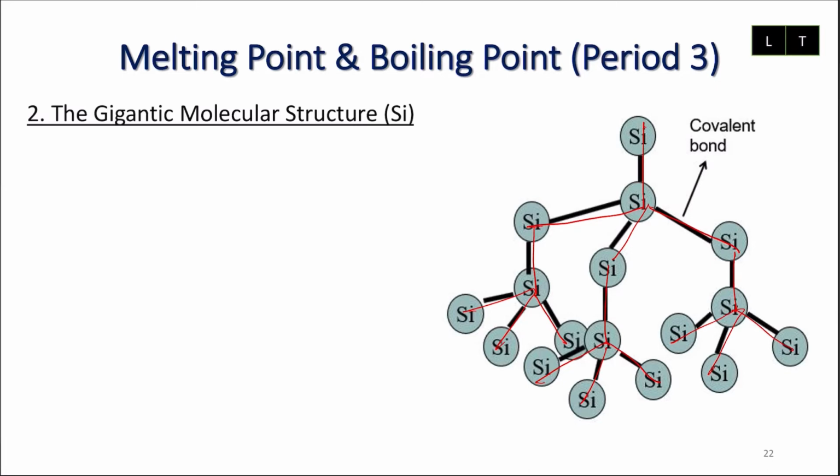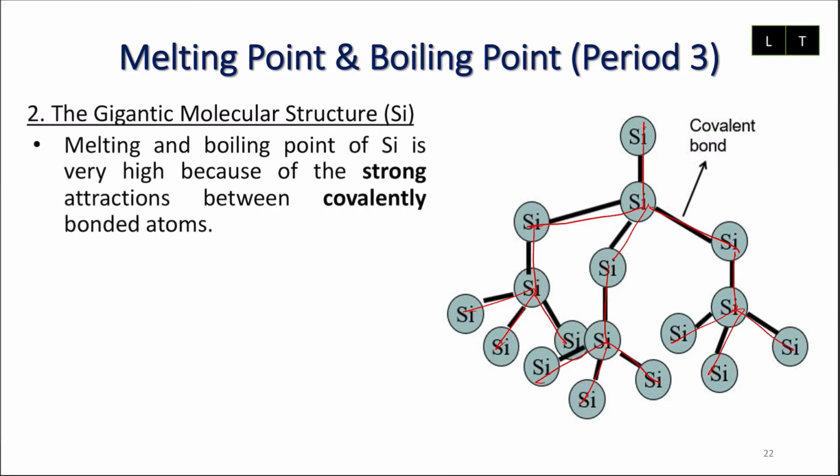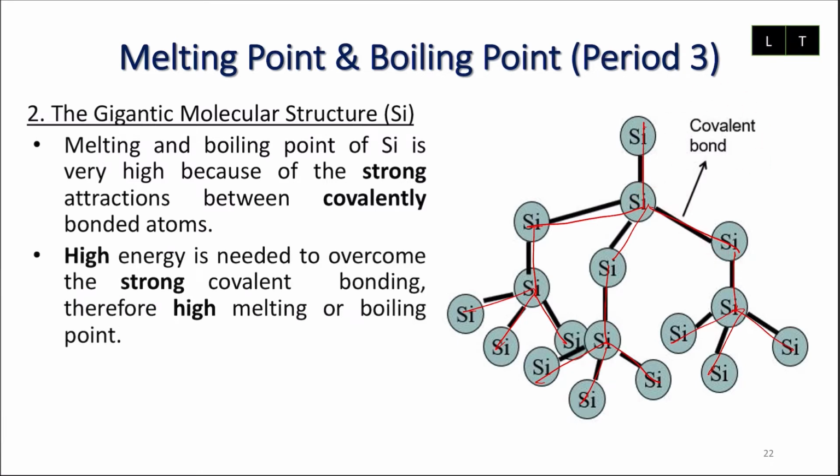So, melting point and boiling point of silicon is very high because we have strong attractions between these covalent bonded atoms. Kita ada strong covalent bond here. So maknanya kita perlukan high energy to overcome this strong covalent bond. Hence, high melting or boiling point. So itu sahaja untuk explanation for silicon. Awak kena mention dia punya tetrahedrally arrangement between silicon atoms yang membentuk gigantic structure.